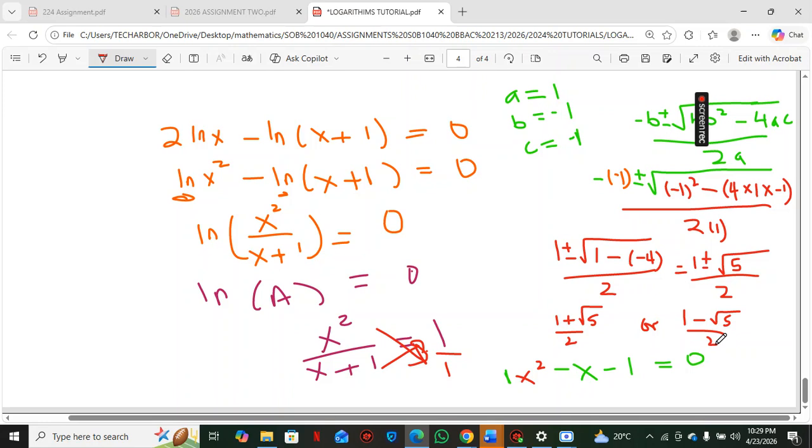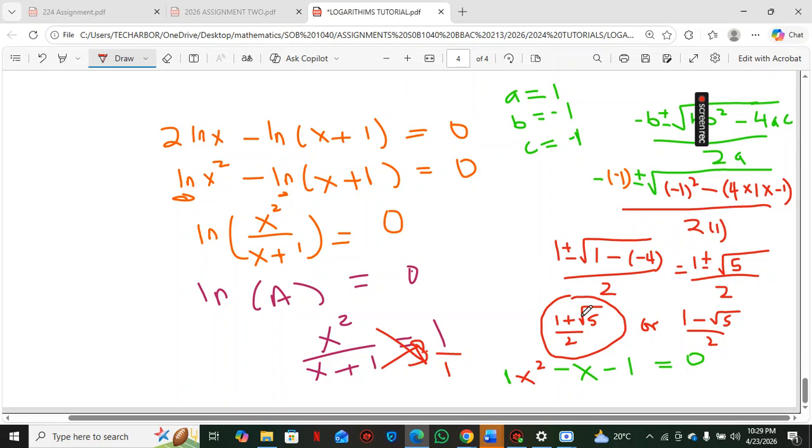Now remember, with logarithms, you are not supposed to get a negative answer. Your value of x cannot be a negative answer. So this 1 minus the square root of 5 over 2, we don't care about it because we know the answer will be a negative value. We'll just focus on this one here because this is the only one which will give us a positive value. This other one will give us a negative. With logarithms, always remember, your value of x cannot be negative, because if you bring that negative value into the original expression, your answer won't be defined.